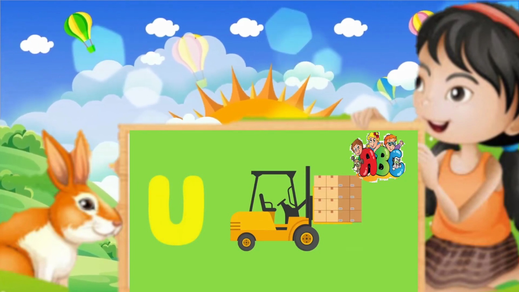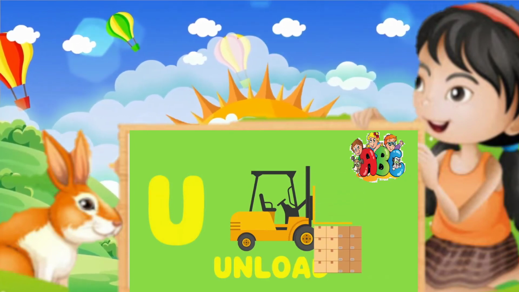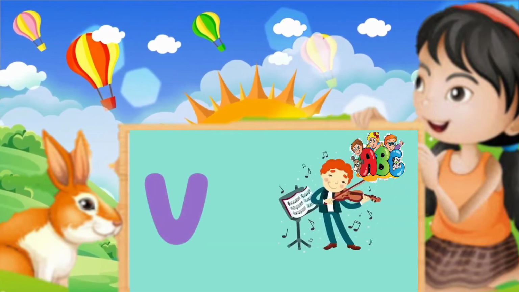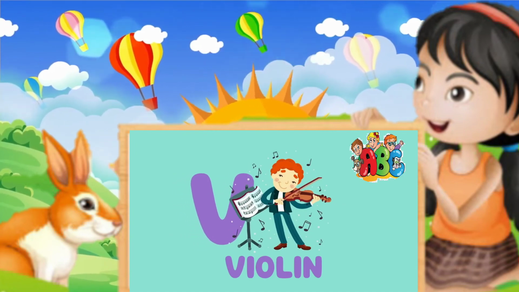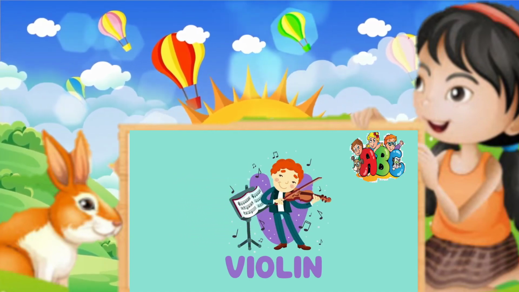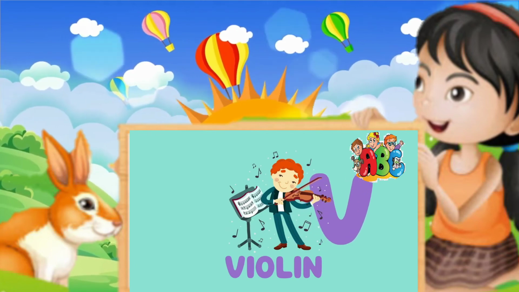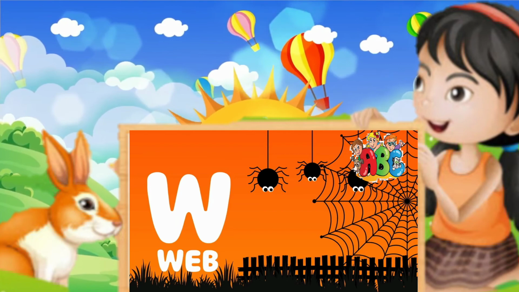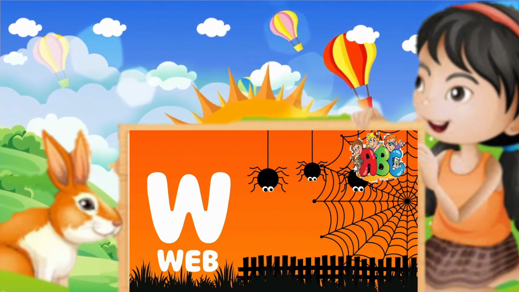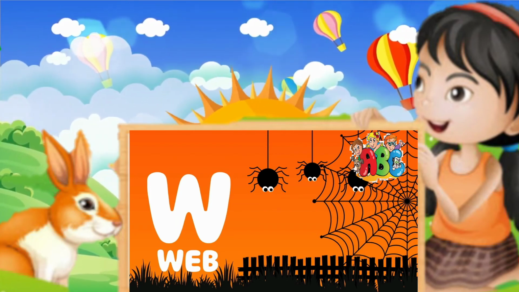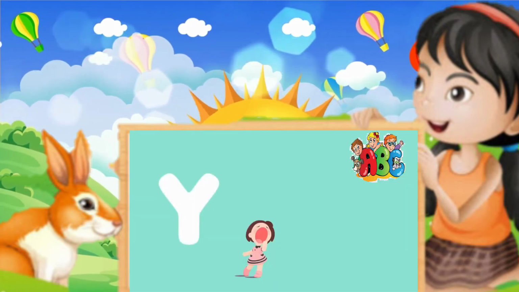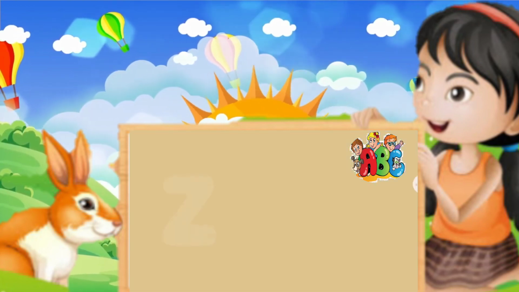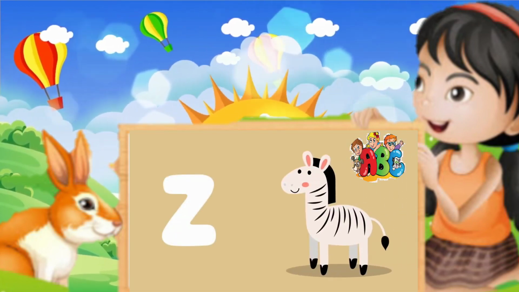U. U is for unload. V. V is for violin. W. W is for web. Y. Y is for yaw. Z. Z is for zebra.